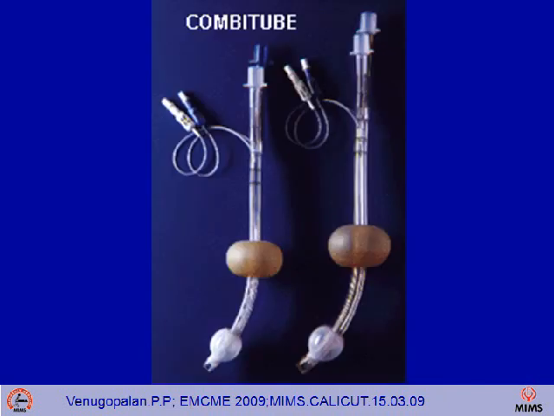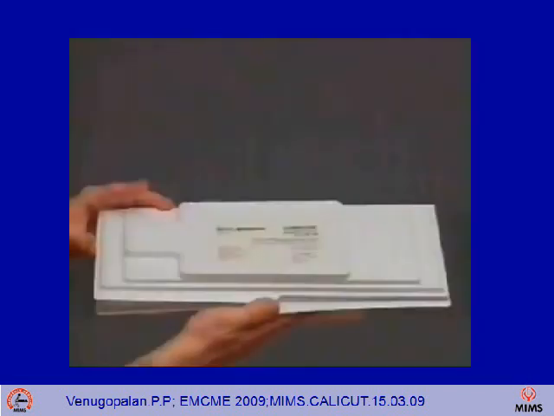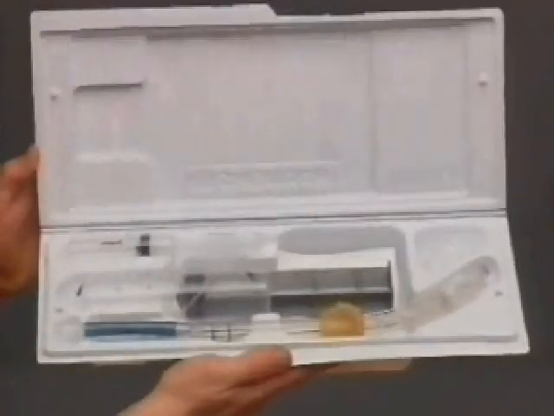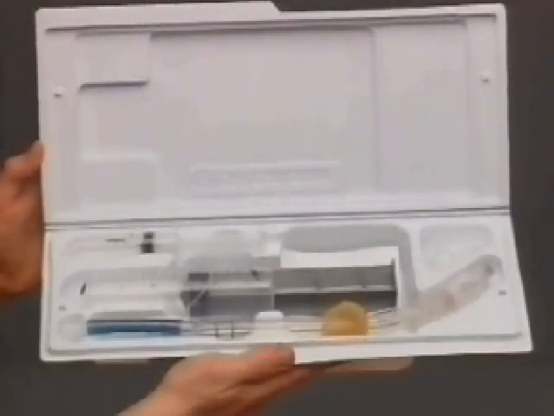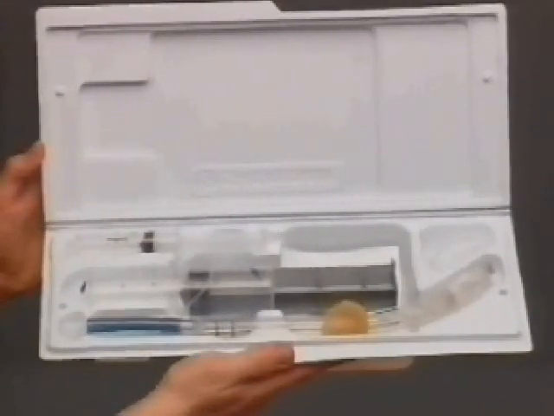The combi tube is practically a combination of two tubes, and this is a very useful adjuvant where the airway is complicated. All components of the combi tube are set ready for use within the package.